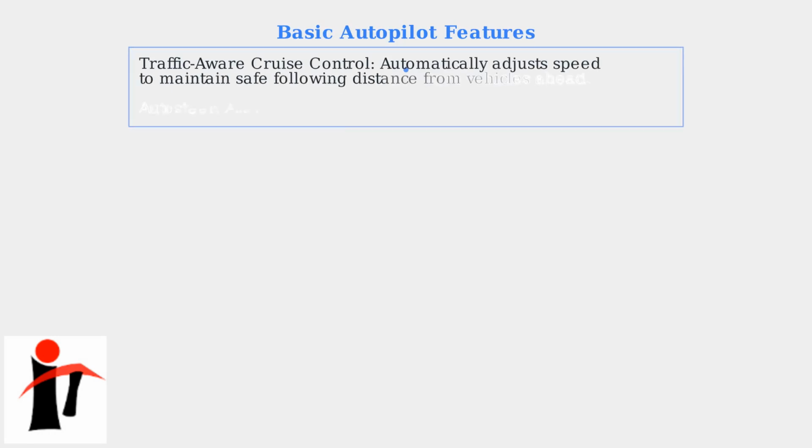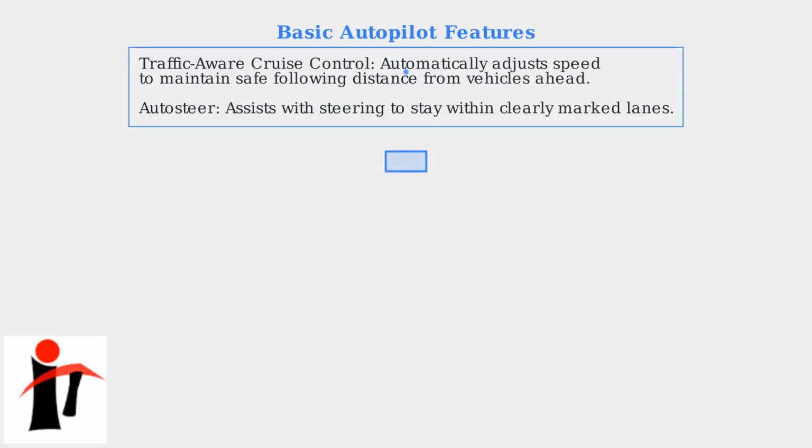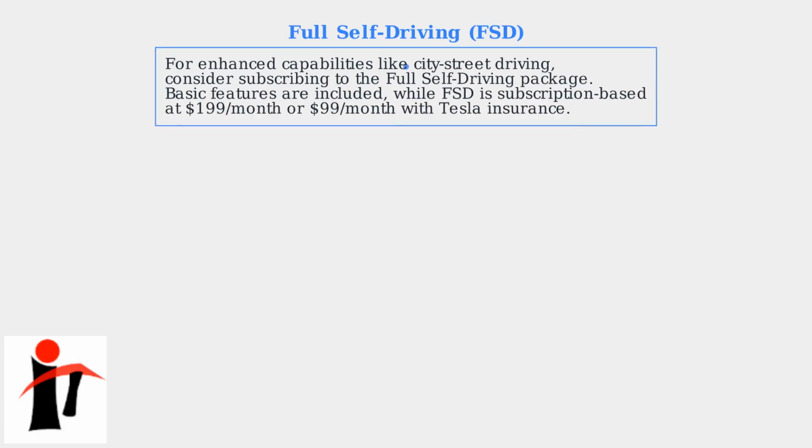Basic Autopilot features are included with the vehicle. Traffic-aware cruise control automatically adjusts your speed to maintain a safe following distance from the vehicle ahead. Auto steer assists with steering to help you stay centered within clearly marked lanes. For more advanced capabilities, such as driving in city streets with traffic lights and complex intersections, consider subscribing to the full self-driving package. Basic Autopilot features are included with your vehicle, but FSD is available as a subscription at $199 per month or $99 per month if you have Tesla insurance.